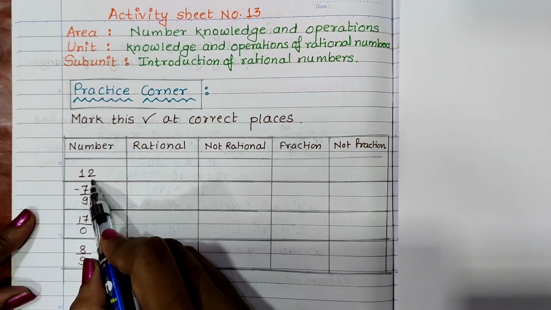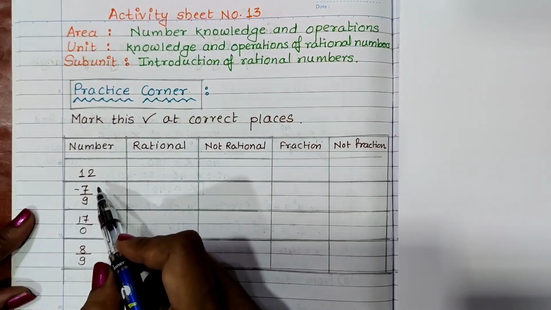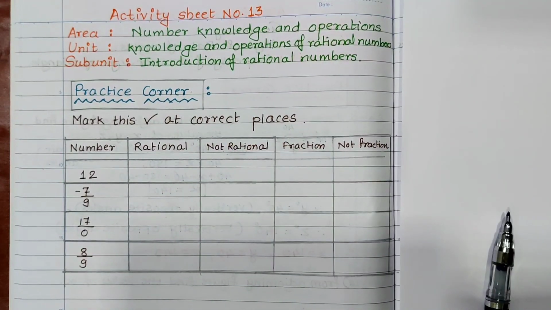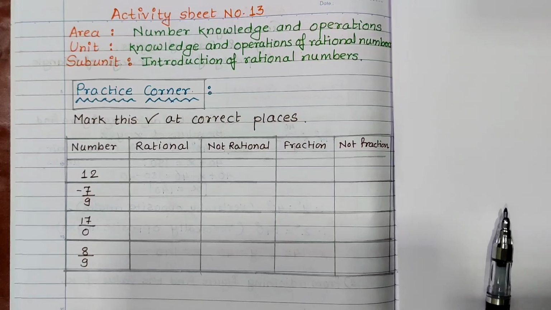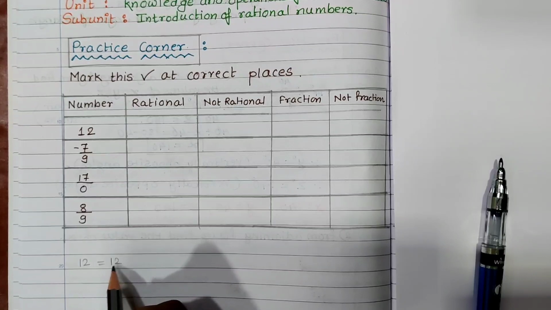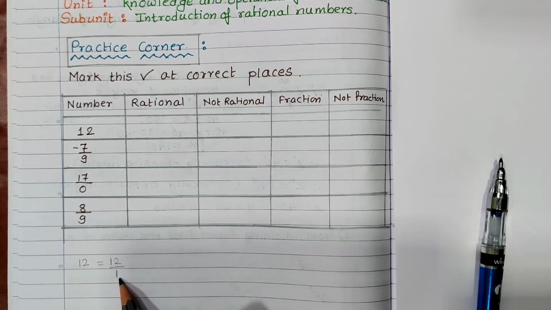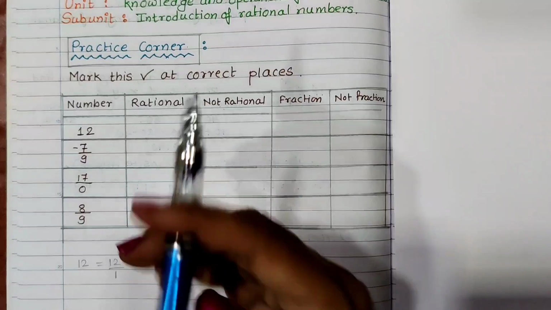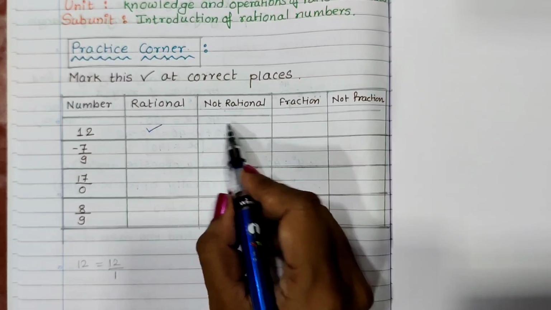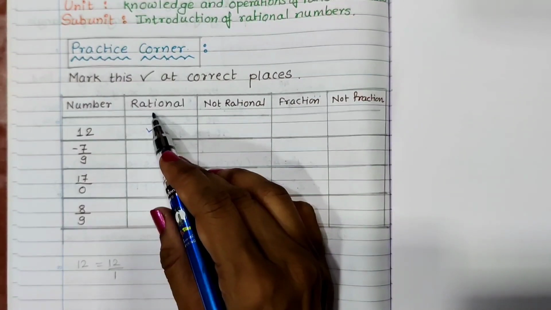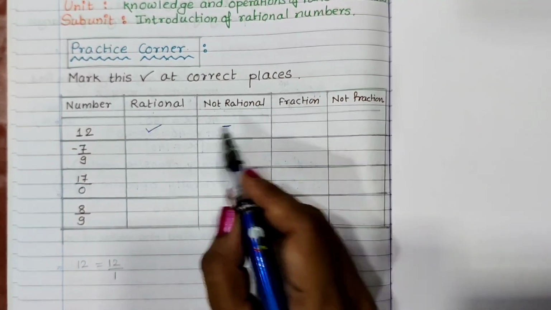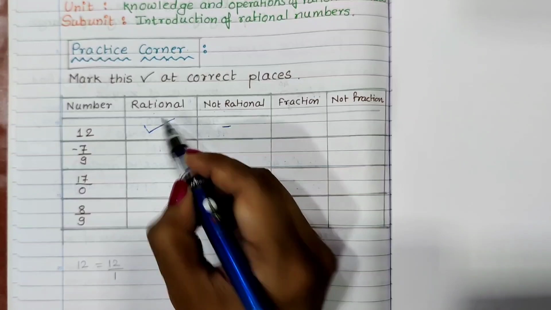First number is 12. Is 12 a rational number? Yes, all the numbers are rational numbers, because 12 can be written as 12 upon 1. We all know that 12 can be written as 12 upon 1. So I can show you here, this 12 can be written as 12 upon 1, and when I can write it with denominator 1, that means it is a rational number. So I will put a tick mark in the rational number. Now as it is a rational number, not rational is not correct, so I will put a dash. It is a rational number is correct, so I have to put a tick mark.